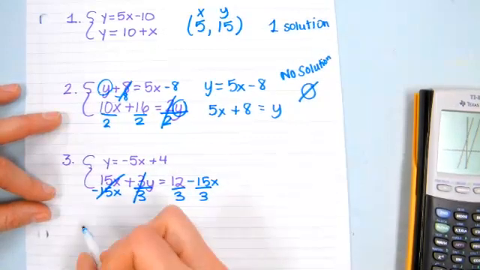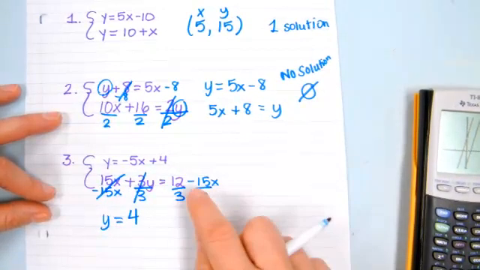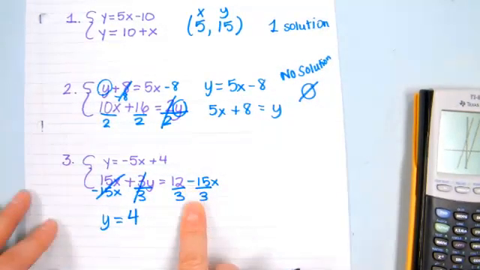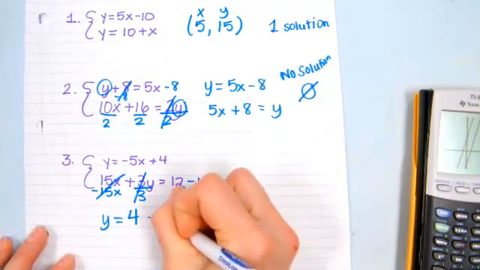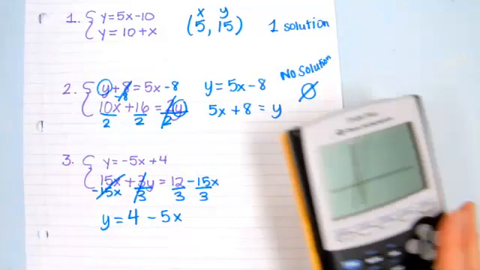And we're going to rewrite it. Y equals 12 divided by 3 is 4. And then negative 15x divided by 3 is negative 5x. And I apologize if it's glitching a little. I need a new cord.